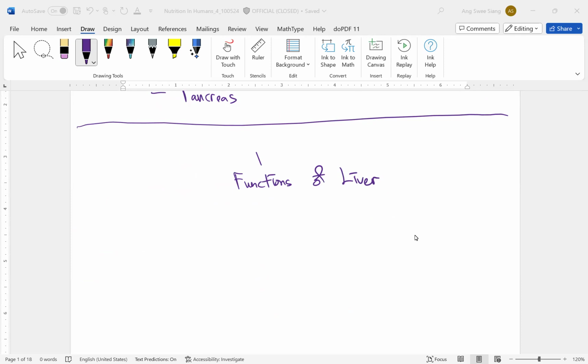So you should have learned in set 1 and 2, one very basic function of the liver is it produces and secretes bile. We have already talked about what is bile in the previous lesson, so later we may touch on this again.